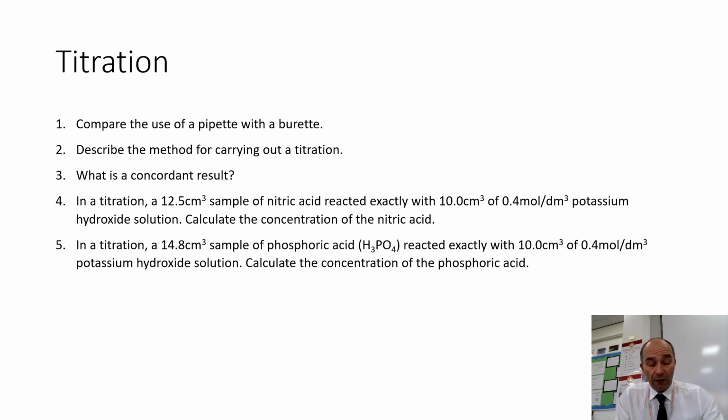And then finally, in another titration, a 14.8 cubic centimetre sample of phosphoric acid reacted exactly with 10 cubic centimetres of 0.4 moles per decimetre cubed potassium hydroxide solution. Again, you need to calculate the concentration of the phosphoric acid. Again, your first step is to write out the balanced equation of that reaction.